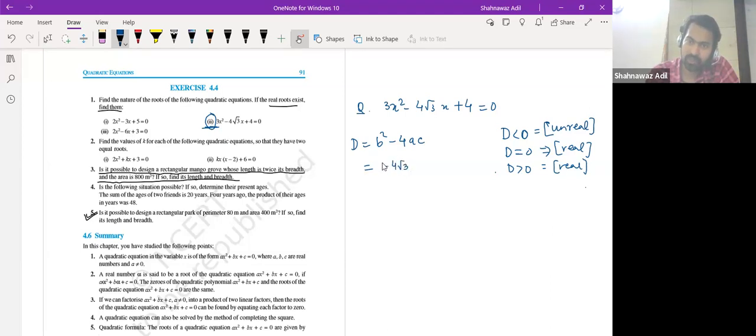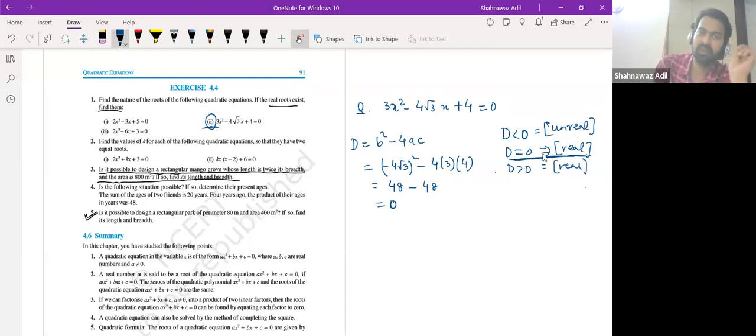Yeah, absolutely right. So minus 4 root 3 square minus 4, A is 3 and C is 4. So what will we get? This is 16 threes are 48 and this is 4 times 3 times 4, which is 48. So 0. Yes, this was the question. So now we have got D equal to 0. So the real root exists, right, Amar? Yes. So the roots are there.